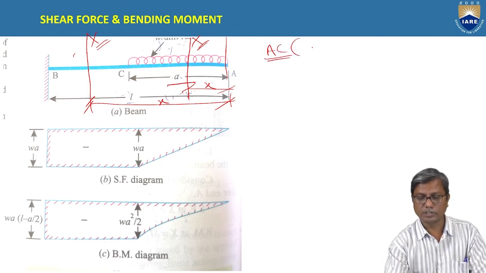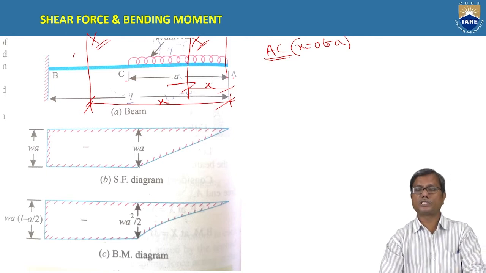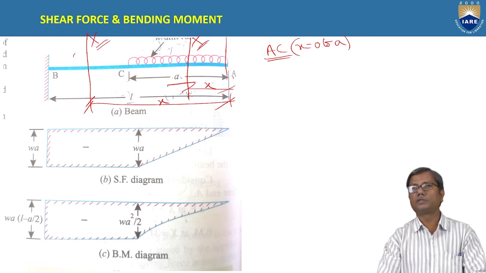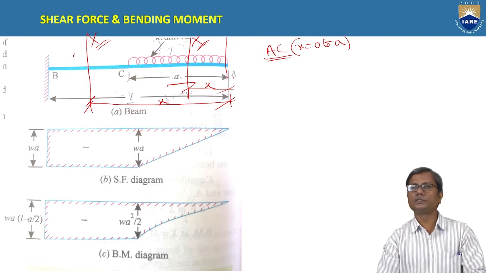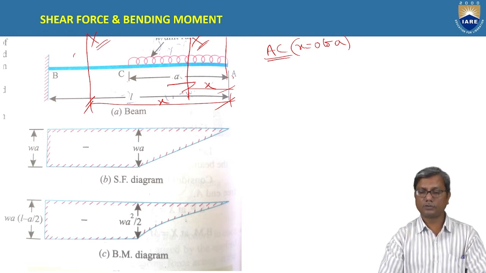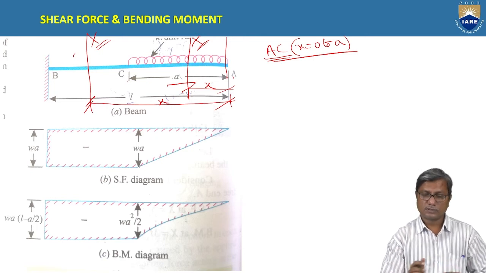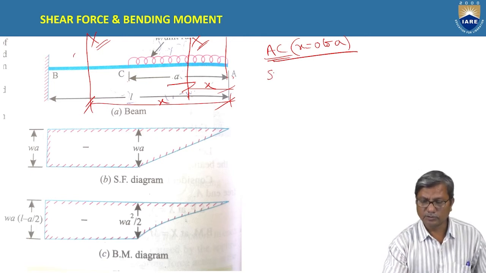First, consider portion AC, and the limits for x are 0 to a. From A to C, x moves from 0 to a. Understand? Now the remaining procedure is the same. First we will find the shear force at section x, which is wx.